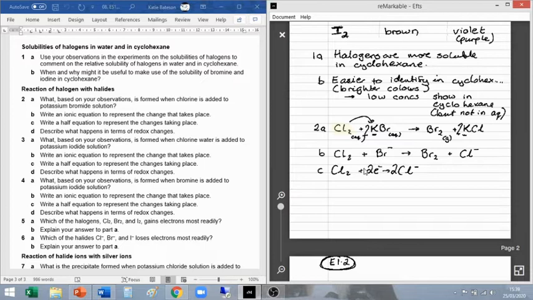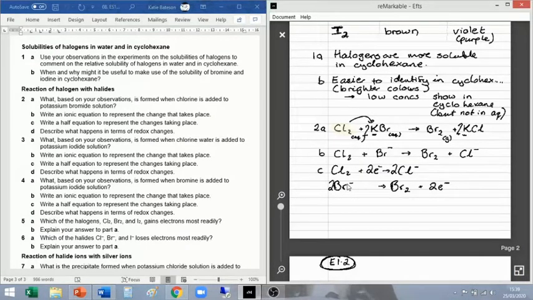We'll do it for bromide going into bromine as well. So Br minus becomes Br2. There's two bromines on this side, so I need two bromines on that side. There's two lots of minus on this side, so I need two lots of minus on that side.